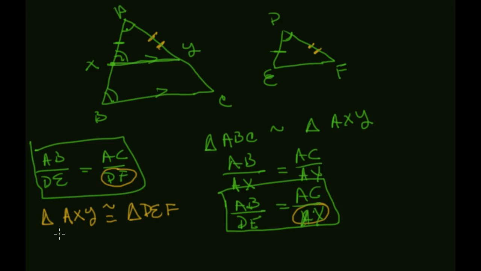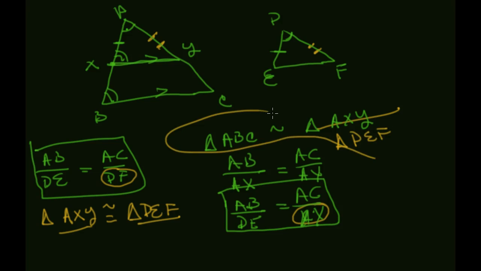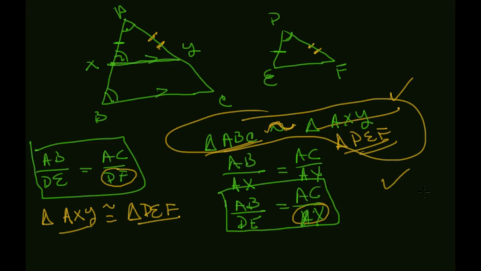Now, if these things are congruent, then I should be able to take that one out and put in triangle DEF, and that's the desired result that I want to get: that triangle ABC and DEF are in fact similar. So all I need is to show that two sides are proportional and the included angle is congruent, and I get that the two triangles are similar.